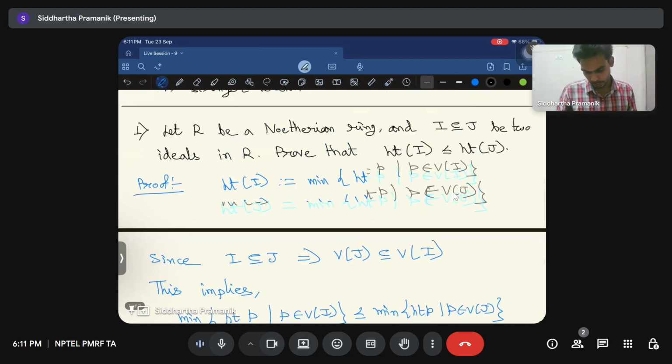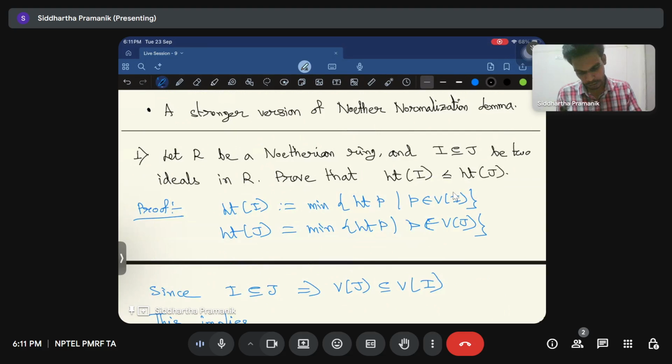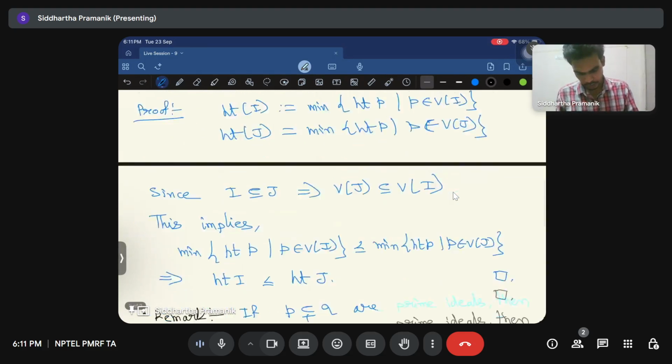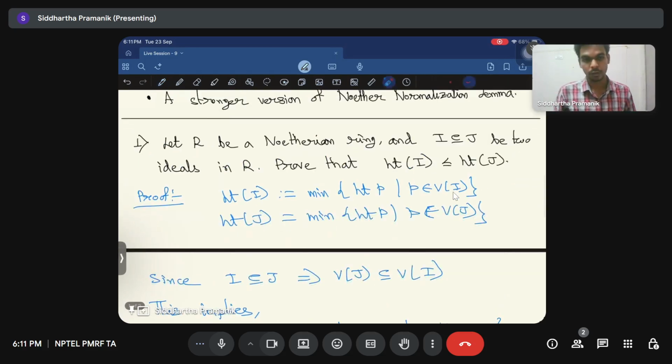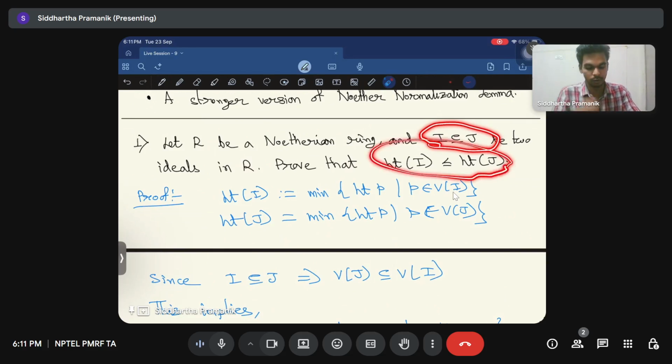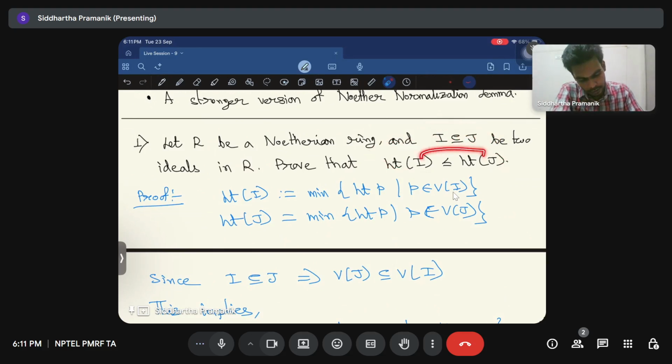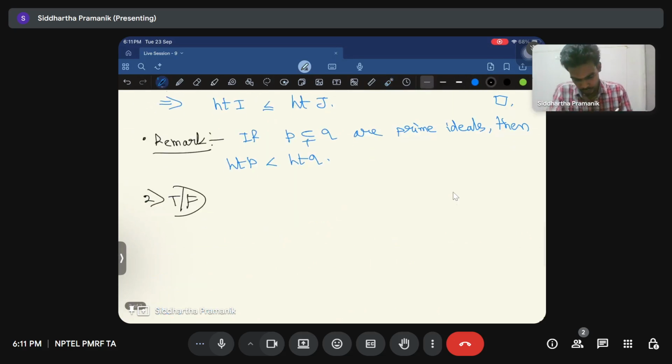So okay, now let's do a quick observation also. I will put this as problem number 2. So true or false. Here we are saying if I is subset of J, then height of I is less equals to height of J. So if we take proper containment, then is it a proper less than?